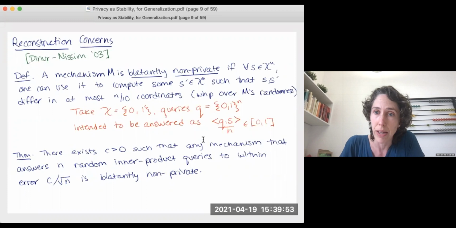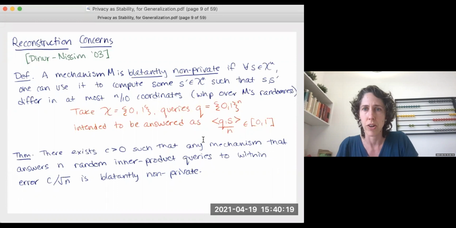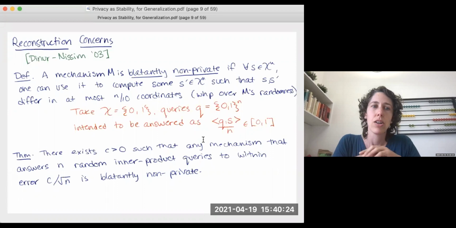So now this starts to look like even worse news. These are randomly chosen queries, and you can even make this theorem a bit worse: even if only about half of the answers are reasonably accurate and the rest of them are garbage, you can still do reconstruction. You can do a version of this where you can even do reconstruction computationally efficiently. But basically there's some pretty bad looking news here, and that root n in the theorem at the bottom of this slide is going to recur as a theme in our conversation today.